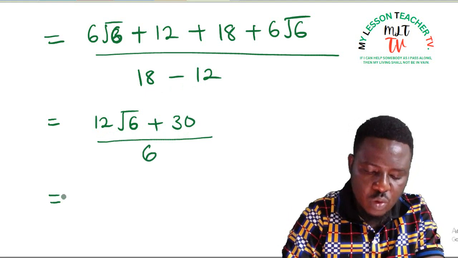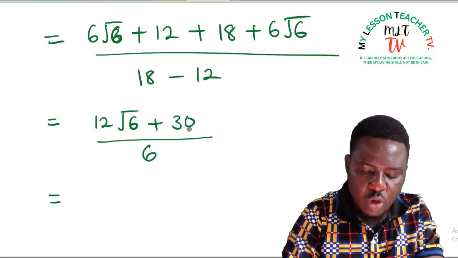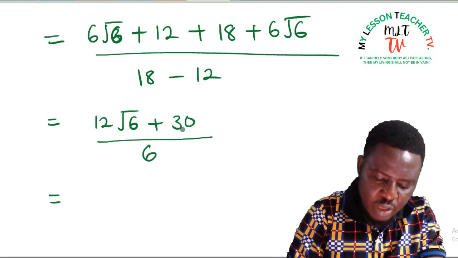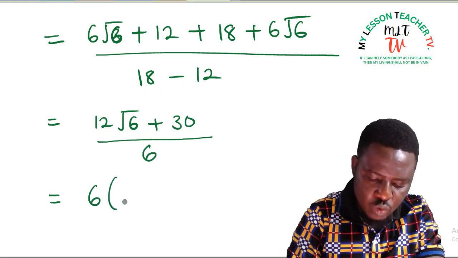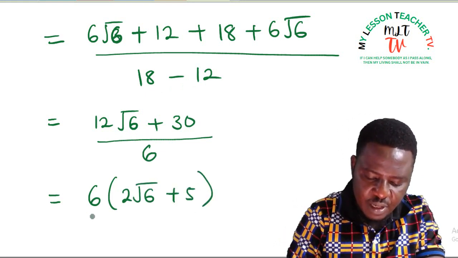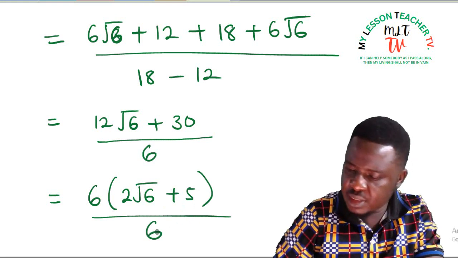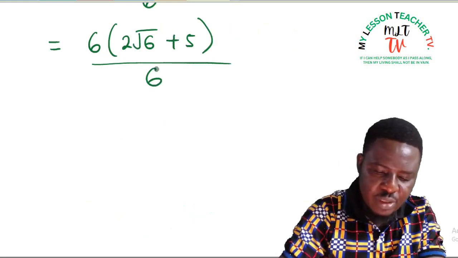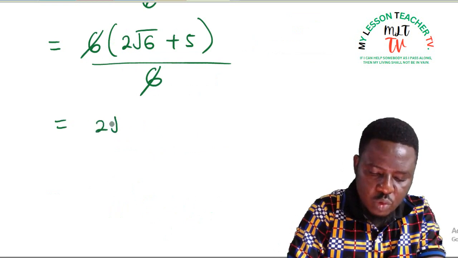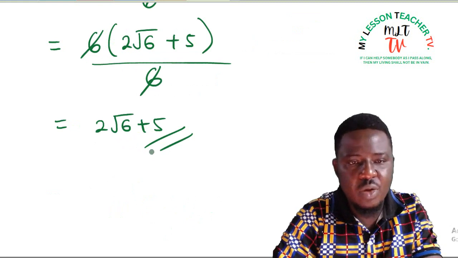This is equal to, we can then factorize out what is common. And if you look at it, 6 is common. So factorizing out 6, we have 6 into 2 root 6 plus 5 divided by 6. And when you simplify, 6 will cancel out, leaving us with 2 root 6 plus 5. So this is your answer.